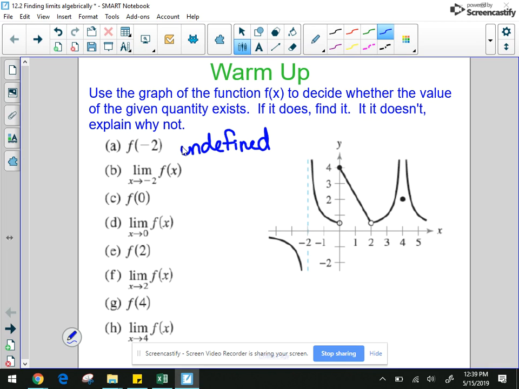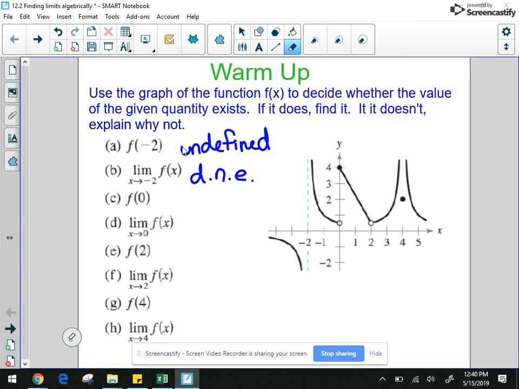Next problem, the limit as x approaches negative 2. Notice without the superscript plus or minus, that means we're talking about a two-sided limit. We need to consider what happens as we approach negative 2 from both sides. As we approach negative 2 from the left, and as we approach negative 2 from the right, you can see that these values are going in opposite directions, meaning the one-sided limits are not equal to each other, so the two-sided limit does not exist.